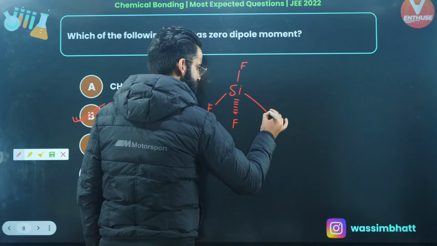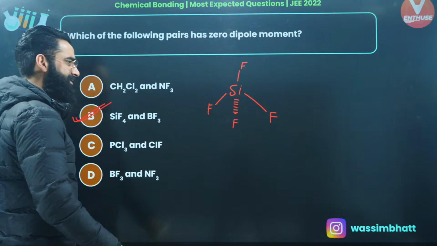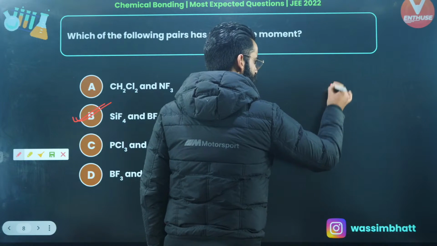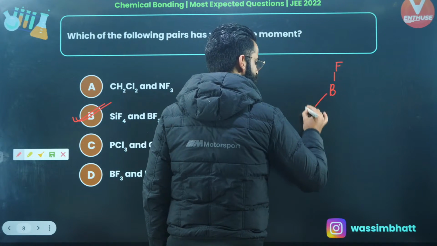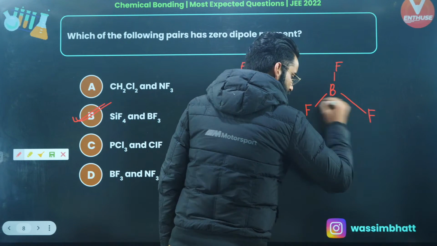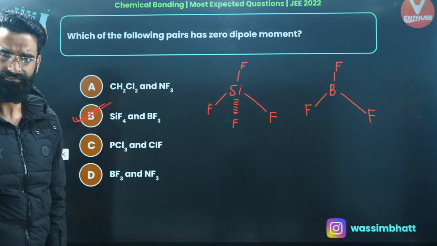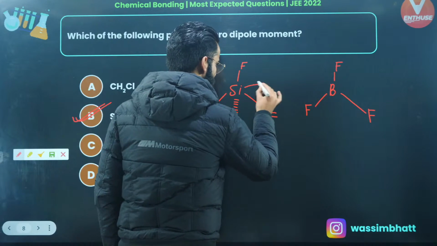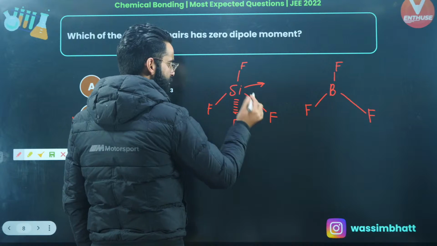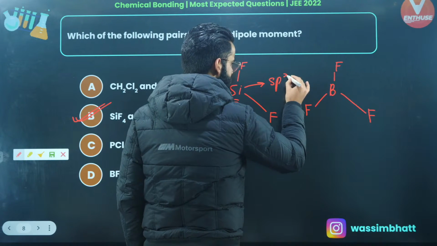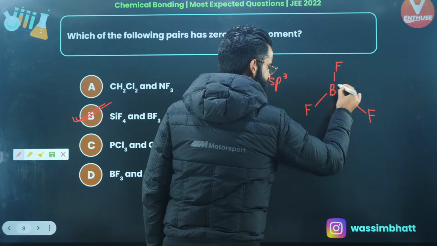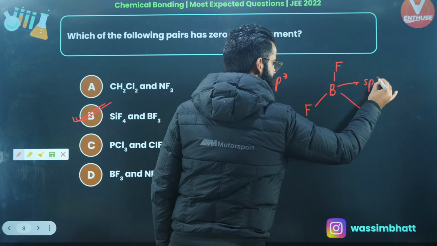Right people, this is the tetrahedral structure which it has. If you talk about BF3, it is trigonal planar like this. Every one of you would be knowing this. Well, since this silicon is forming 4 sigma bonds, its hybridization is sp3. And this boron is forming 3 sigma bonds, so its hybridization is sp2, right?